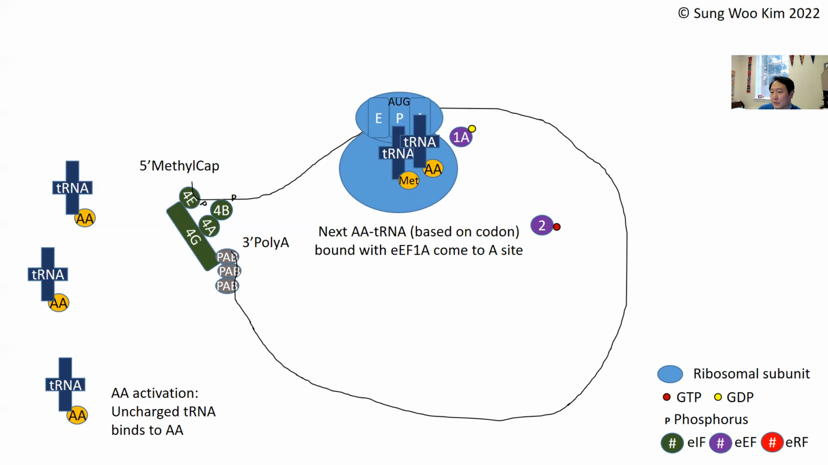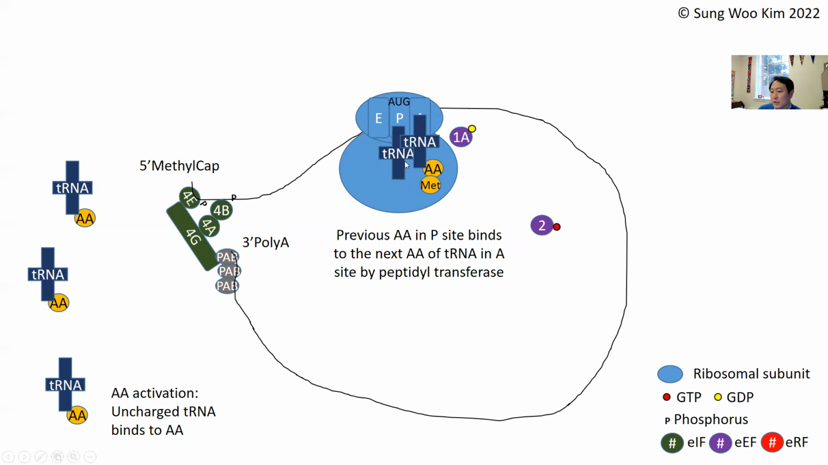Next thing that happens is the methionine on the P site, which is from the methionine tRNA, will be attached to the amino acid with the tRNA that just came to the A site. So there's formation of a dipeptide, methionine with a new amino acid. So this tRNA, which had methionine at the beginning in this P site, is free, okay? It's uncharged.